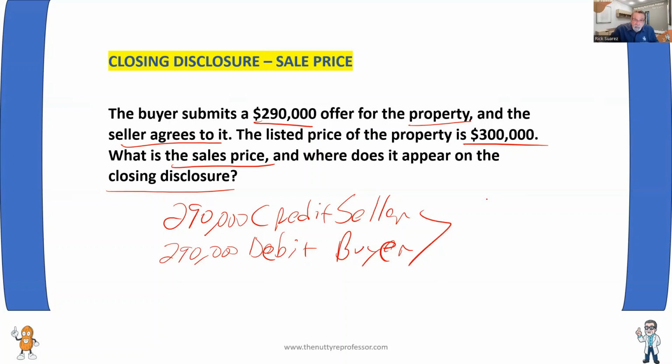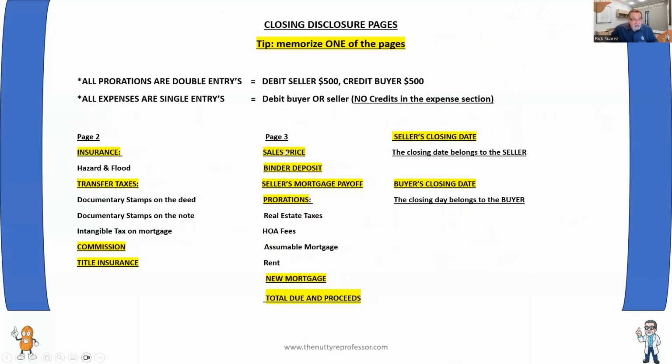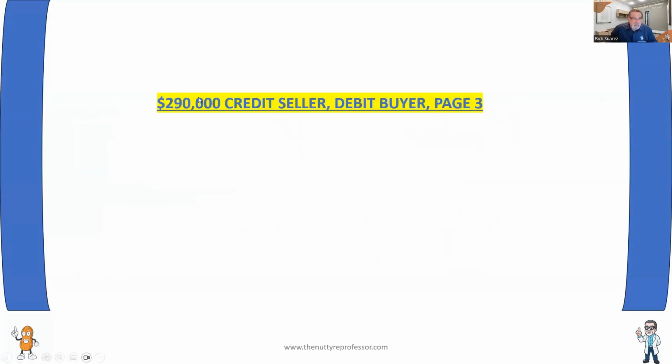What's the most important part is the page. This is page 3, right? If I go back up, there it is right there. Let me clean this up so you can see it better. There it is, sales price, page 3. Can't go wrong. You've got to memorize this, guys. You cannot take it to the test. You just have to know it; figure one out and the rest is done. It's not that hard to figure out. All right, let me show it to you clean so you can see it better. And there it is: 290,000, credit seller, debit buyer, page 3.